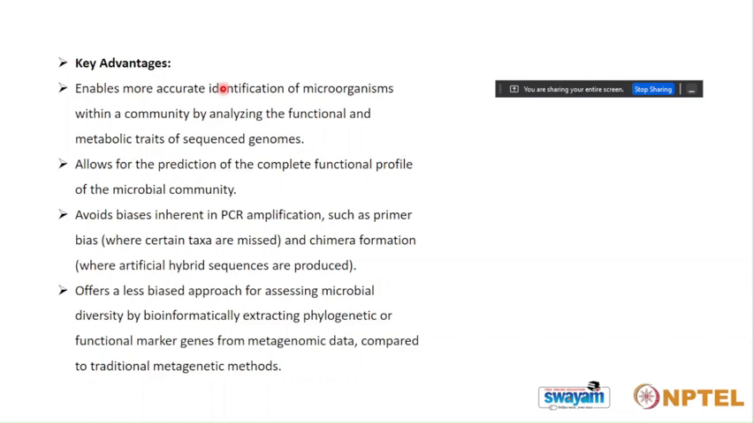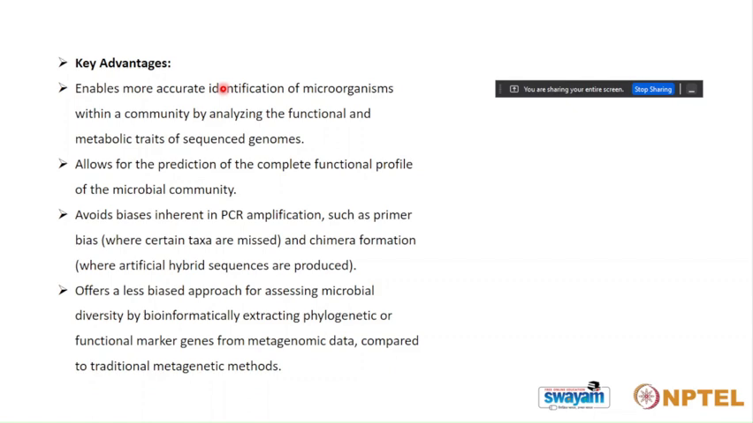So what are the advantages of metagenomics over other methods? Basically we can identify the microorganisms, and we can also predict the functional profile of the microbial community, which is nothing but the metabolic potential of different organisms present in the microbial community.